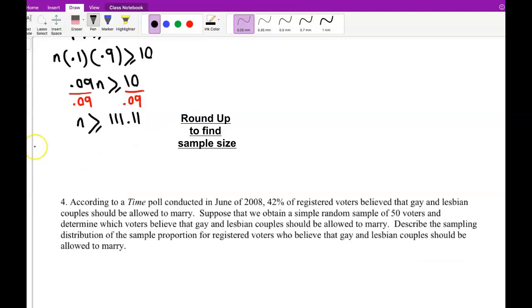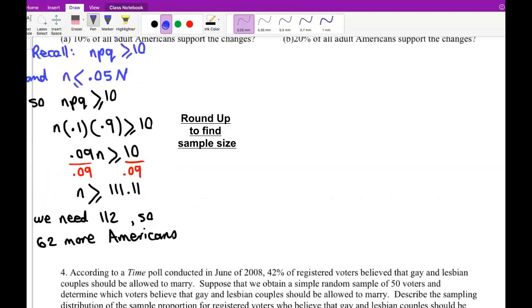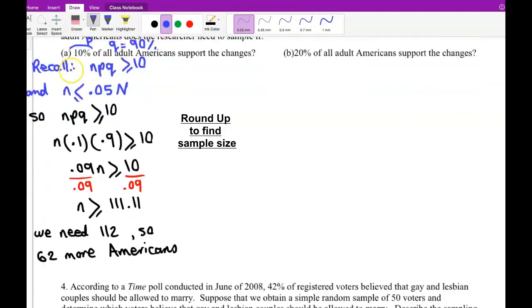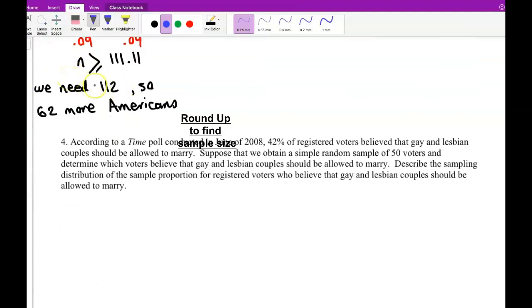Okay, what that means is we need more. We already had a sample size of n equal to 50, and what we need is actually 112. So 112 minus 50 means they need 62 more Americans.